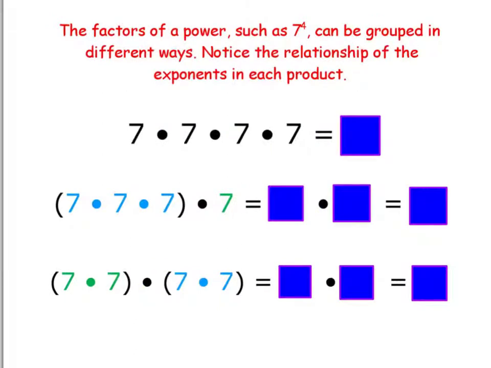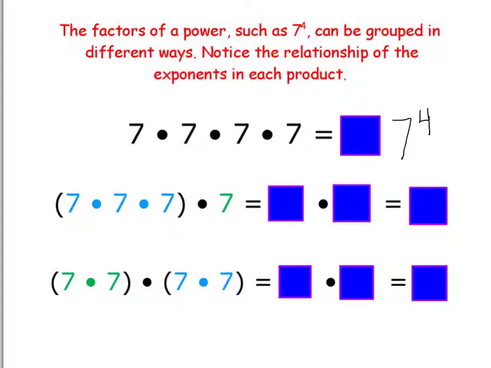So, the factors of a power, such as 7 to the 4th, can be grouped in different ways. I want you to make sure you're watching this video so you can see the red laser pointer. I'm pointing right now to 7 times 7 times 7 times 7. This is 7 to the 4th. The base is 7, the exponent's 4, and that means that we're multiplying the base by itself 4 times. We know that this equals 7 to the 4th.